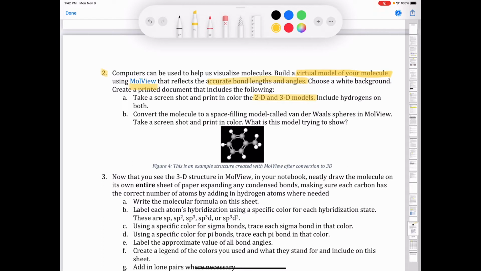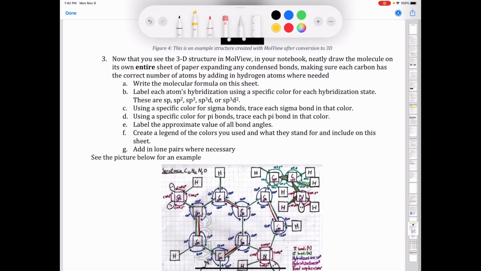Then you're going to convert the molecule to a space-filling model. This is under the Model tab, and it's called a van der Waals spheres model. You're going to explain what that model is trying to show, and be sure to include a picture of that as well. After you've seen the three-dimensional structure in MolView, you're going to take the time to neatly draw the molecule in your notebook, and be sure to write down the molecular formula.